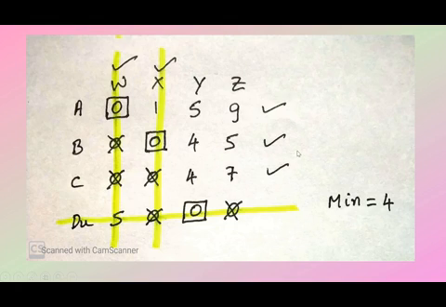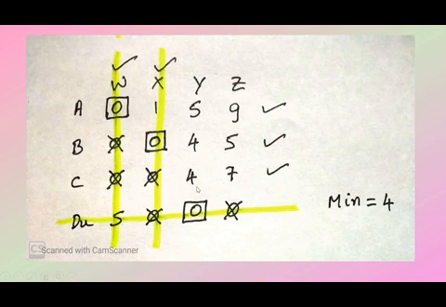Row B gets ticked. Now after ticking, draw the lines. Draw lines from ticked columns and unticked rows. Ticked column is W, I get a vertical line. One more ticked column is X, I get a vertical line. And unticked row is DU, I get a horizontal line. How many lines we got? 3. How many assignments we have? 3. So the line drawing is correct.